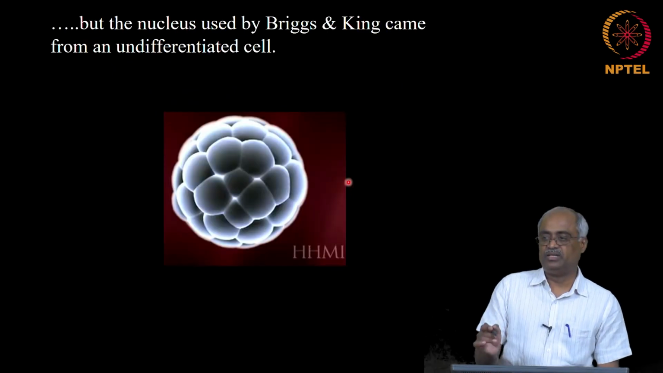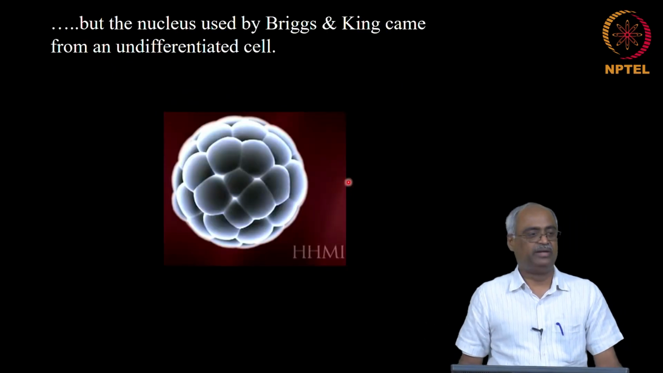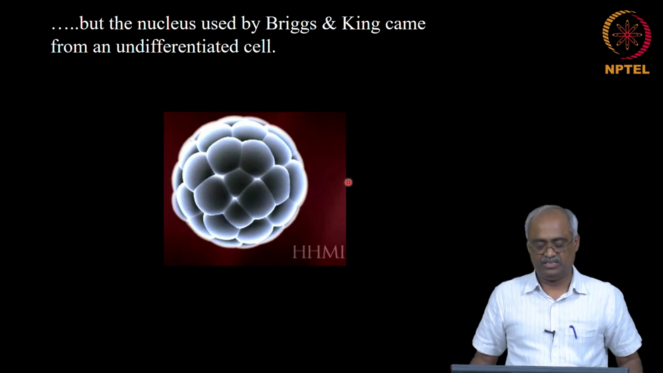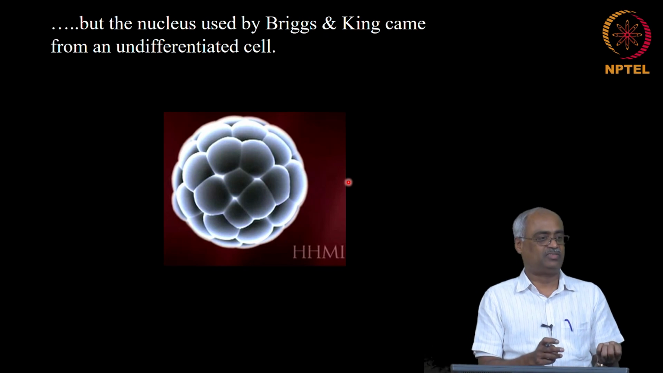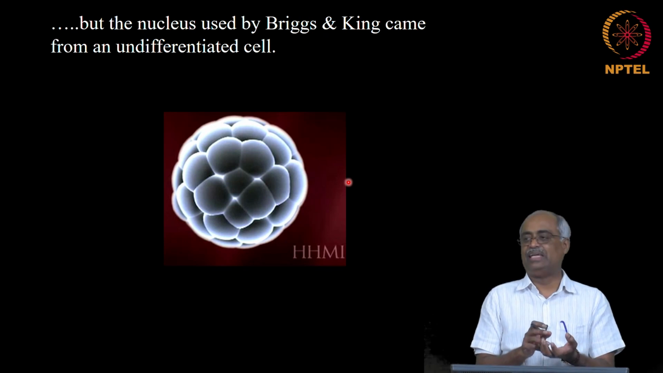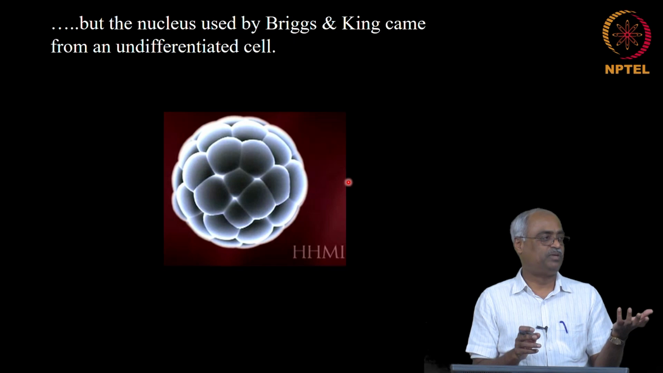There were two issues with the Briggs and King experiment. One is that it did not go beyond the blastula stage, and the other is that they used a cell from another embryo. It is still an undifferentiated cell, not the equivalent of a fully developed somatic organ.